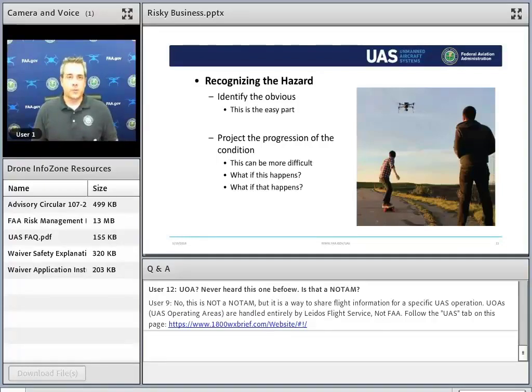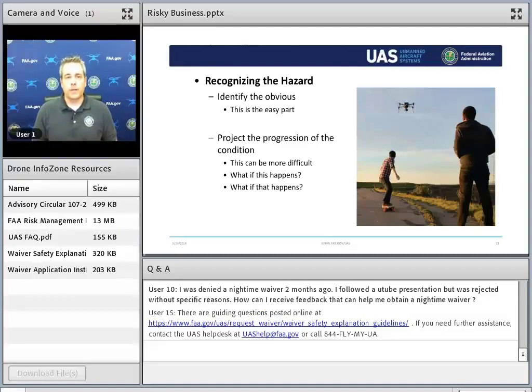So let's get to the first part of it, identifying or recognizing the hazard. This is missing from a lot of waiver applications, so it's important to remember this point here. We need to be able to recognize and identify hazards. Some of the obvious hazards are easy to pick up. You can look at that photo and you might say, hey, Kevin, you know what? There's some power lines up there. That's clearly a hazard, or the kid on the skateboard's a hazard.